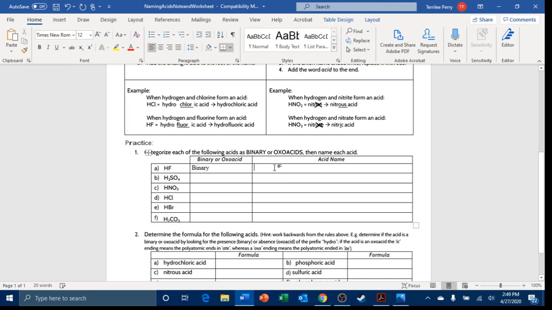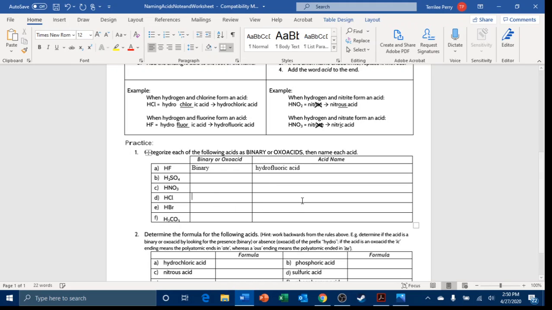Okay, then with a binary, you're going to put hydro in the front. And then the F is for fluorine. So you're going to put the root for fluorine, which is FLUOR. And then the end is going to be ic acid. Okay, and that's it. You're just going to name it hydrofluoric acid. So the fluor stands for fluorine, and the rest of it is the same because it's binary. Okay, let's do a couple more.